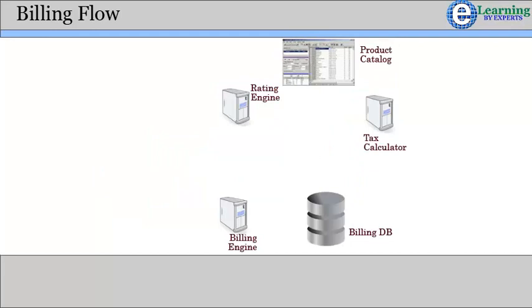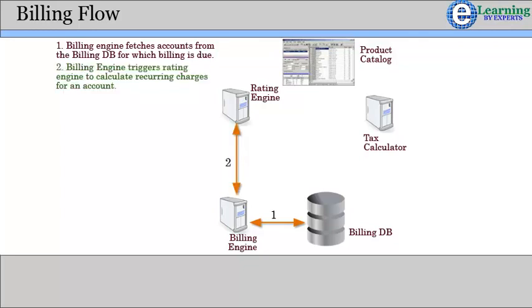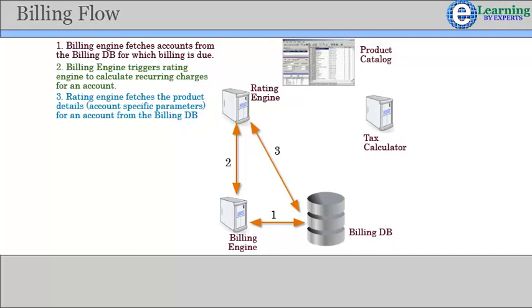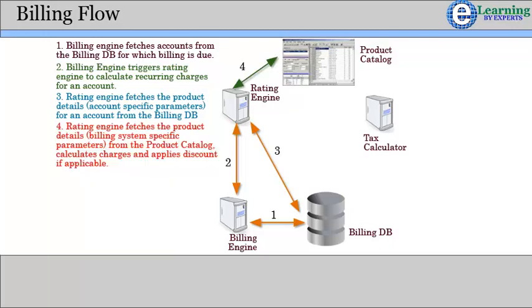The billing flow is as follows. Billing engine fetches accounts from the billing DB for which billing is due. Billing engine triggers rating engine to calculate recurring charges for an account. Rating engine fetches the product details, account-specific parameters, for an account from the billing DB. Rating engine fetches the product details, billing system-specific parameters, from the product catalog, calculates charges and applies discount if applicable.